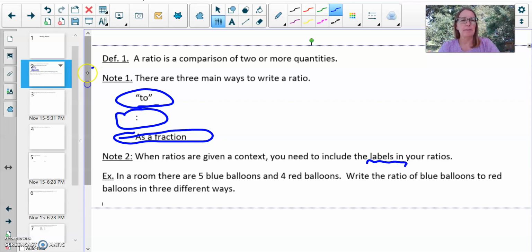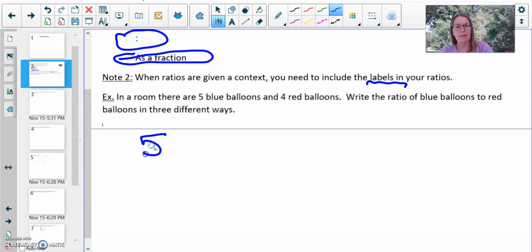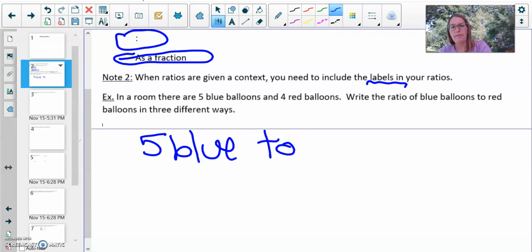So here's an example. In a room, there are 5 blue balloons and 4 red balloons. Write the ratio of blue balloons to red balloons in 3 different ways. So first, let's use the word "to." So we have 5 blue to 4 red. And the order is important. They wanted us to compare the blue to the red, so we have to keep our ratio in that same order.